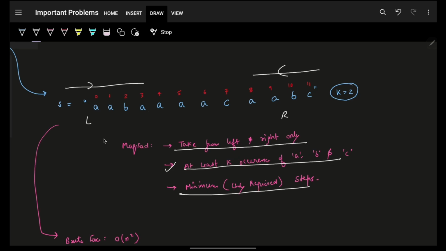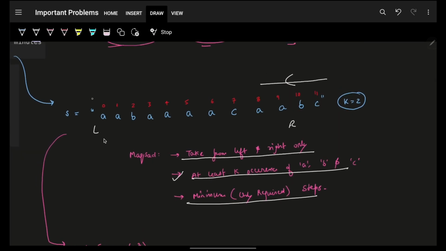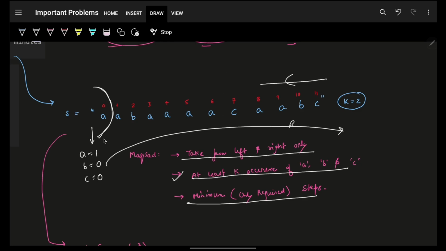What I will do in this case is keep on trying to take everything from the left side. Okay, I will take up till this point, and having taken up till this point, I will see what is the frequency of A. Okay, it is 1. Frequency of B, it is 0. Frequency of C, it is 0. So from the right side, what is the minimum length I should take so that I satisfy the condition? Remaining A is nothing but K minus the existing frequency. My K was 2, so remaining A I need 1, remaining B I need 2, remaining C I need 2.